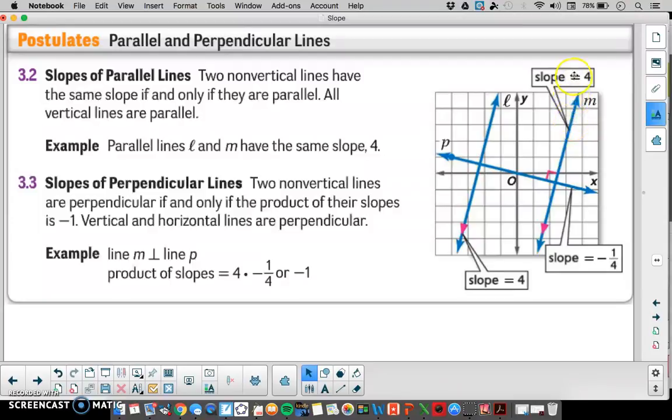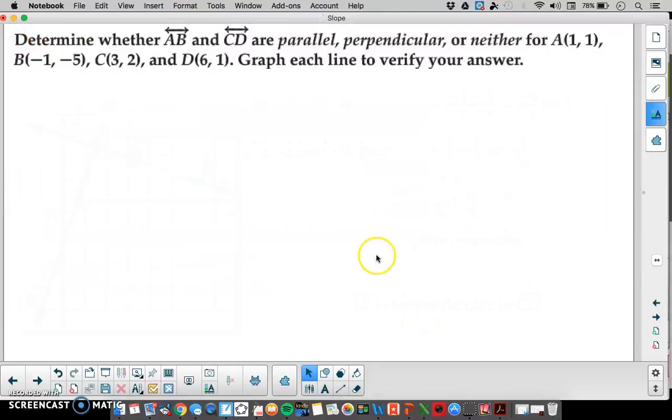We can see that line P is actually perpendicular to both of these. And that's actually our perpendicular transversal theorem. P is a transversal here for lines M and L. Alright, so we're going to be given some points and we're going to determine whether they're parallel, perpendicular, or neither. We could have lines that intersect and they don't have to be perpendicular. They don't have to make right angles.